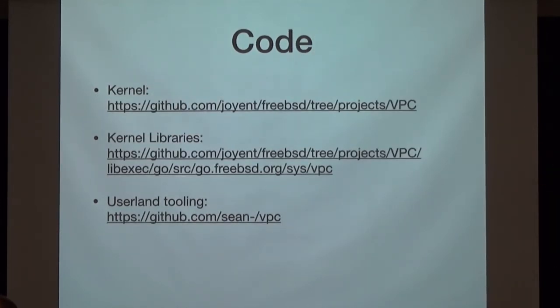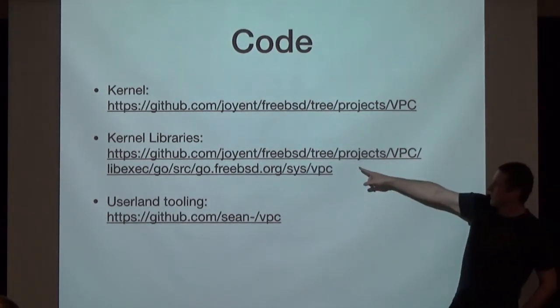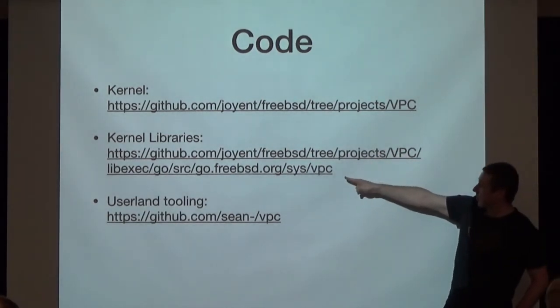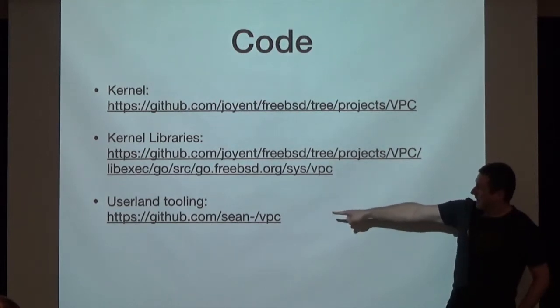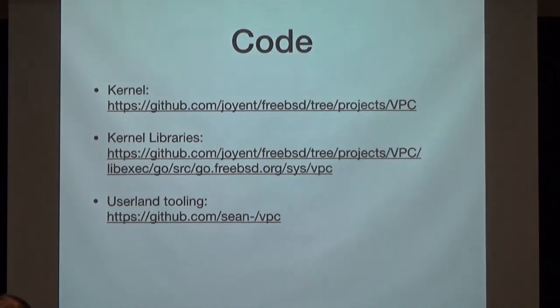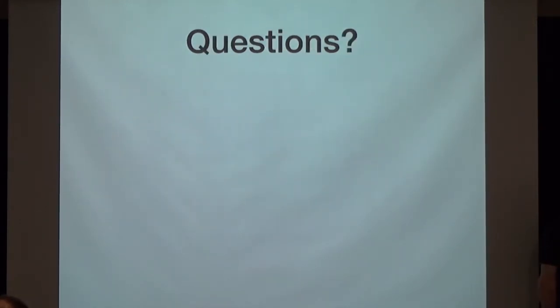Anyway, we have the code available. It's under the project's VPC branch. We have the kernel libraries, all written in Go, available here. And then the userland tooling right now needs to be moved once it's polished up to standards, but we have the userland tooling available. And that said, we have questions.